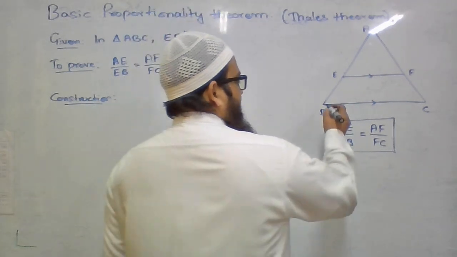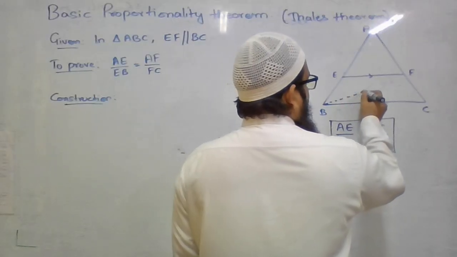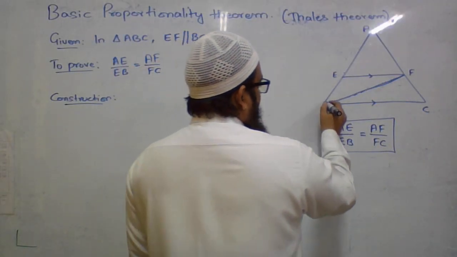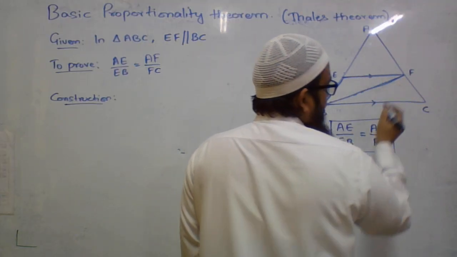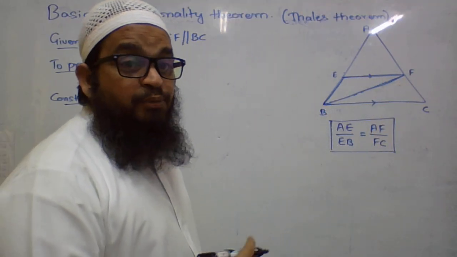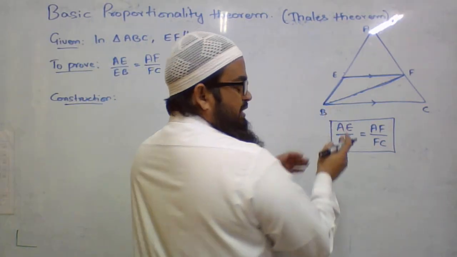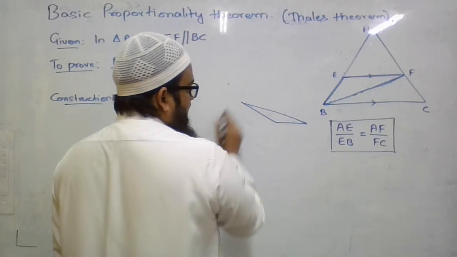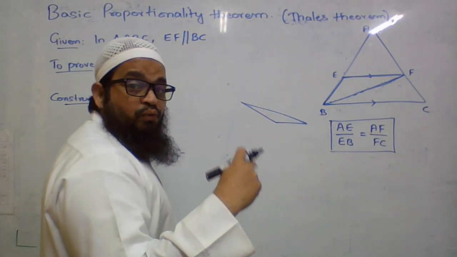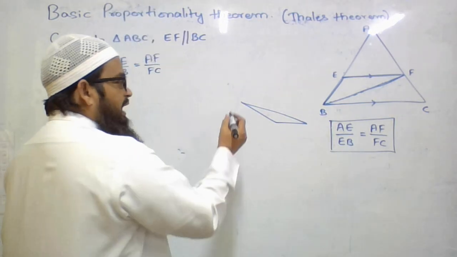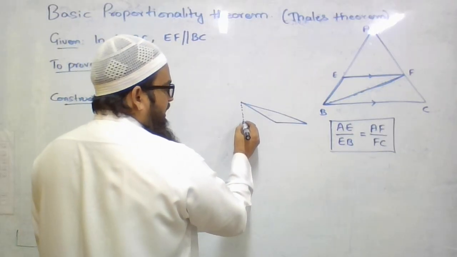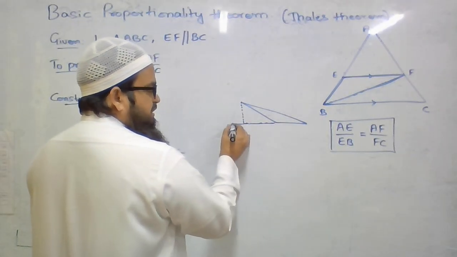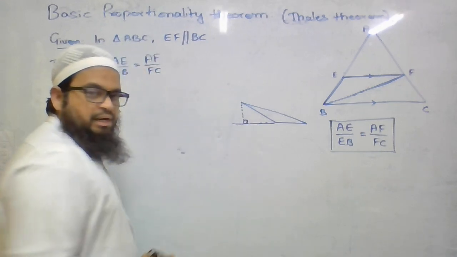So now first let us join BF. Understood? What is this triangle? This triangle is an obtuse angle triangle, if you draw like this. Okay, and now we have studied in grade 7, the altitude of an obtuse angle triangle is outside the triangle, in the exterior of the triangle. Extend the base and draw a perpendicular line.